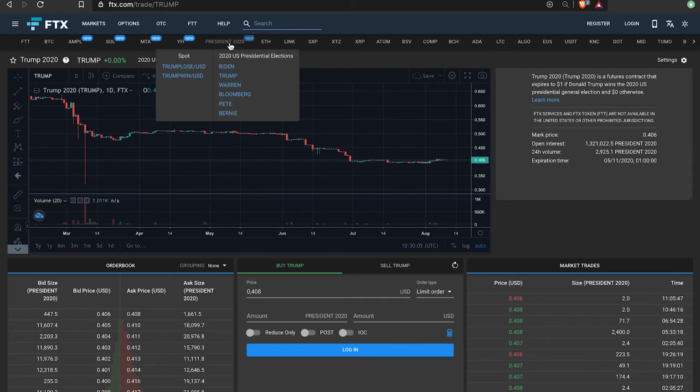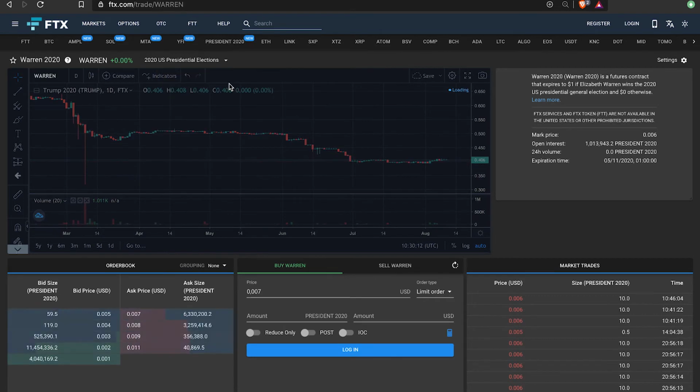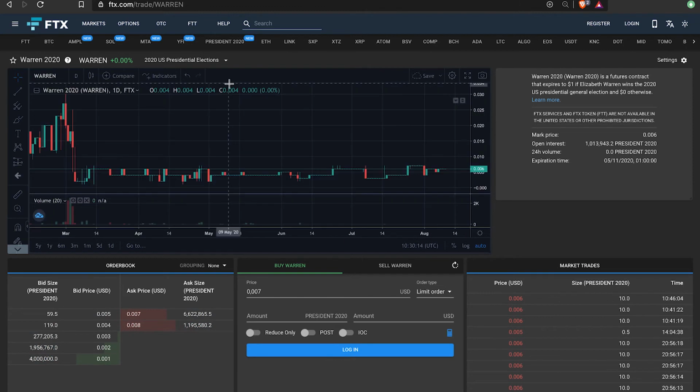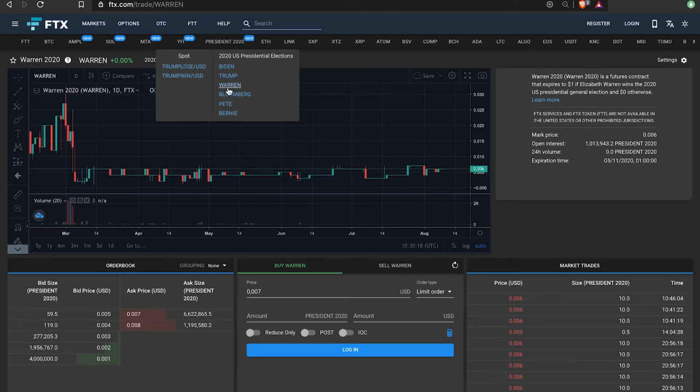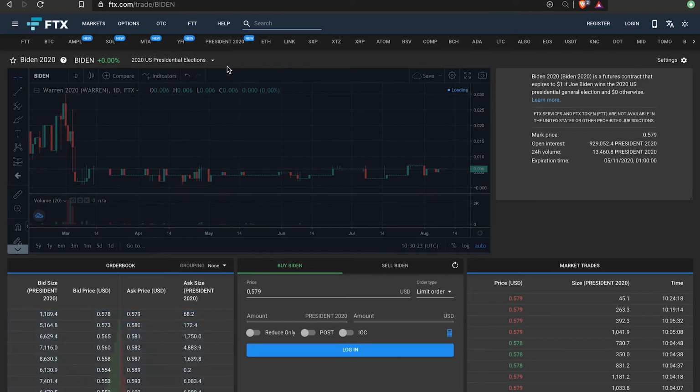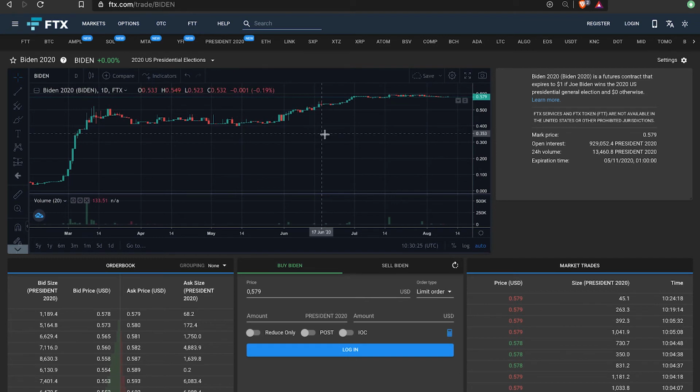So we can check that with other presidential candidates, for example. Let's say Elizabeth Warren. She, of course, resigned. She's not running anymore. And here the contract has a value of almost 0. And the same goes for the other candidates that dropped out. Biden right now, however, the Biden contract has a price of almost 58 cents. So buyers and sellers are now saying, okay, well, there's a 58% chance, according to us, that Biden is going to be president.